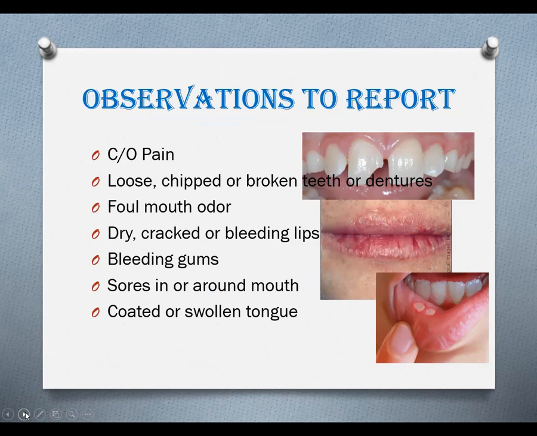A foul mouth odor, which you may notice, maybe they've not had that foul odor before, and all of a sudden there's this odor from the mouth, you want to be reporting that. Dry, cracked, or bleeding lips, bleeding gums, sores around the mouth or in the mouth, and a coated or swollen tongue. So like you can see from these images here, sometimes you can see residents developing these problems. So you would want to be reporting that immediately.